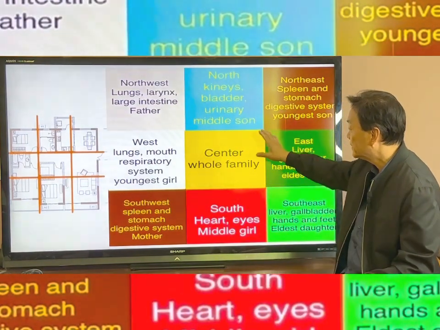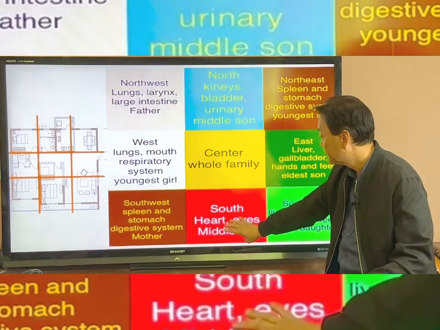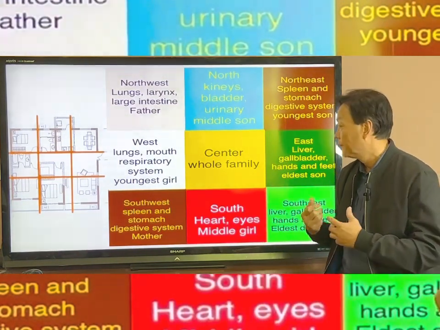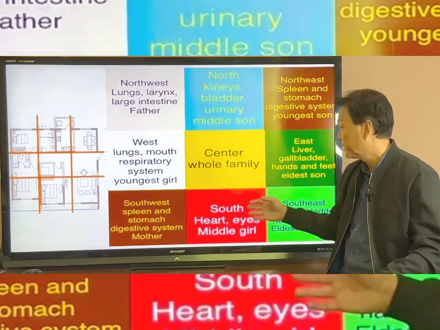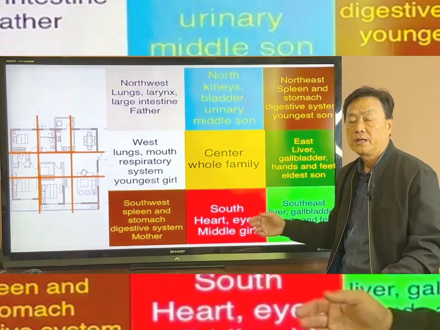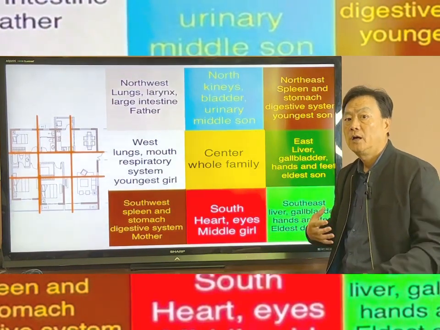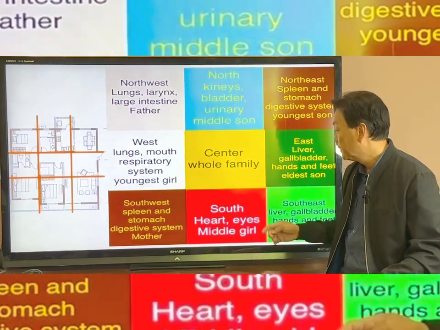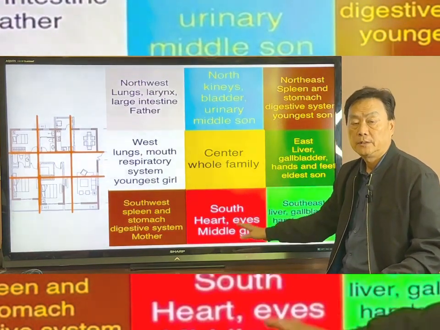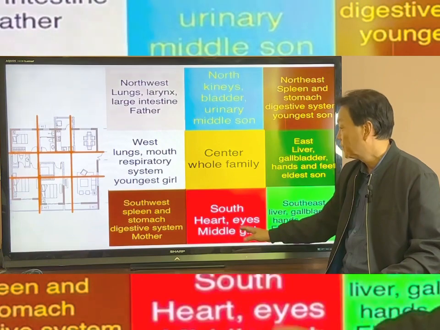Whatever is missing here, if you're missing south, it will affect the heart. Most people also, south is fire, so that will also affect our blood system. So that represents the middle girl, the second girl in your family. So that's for south.